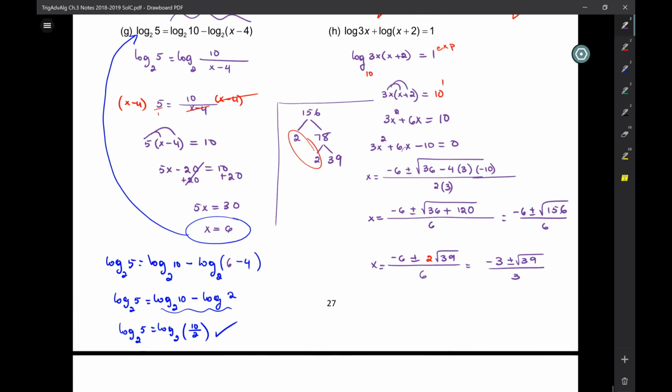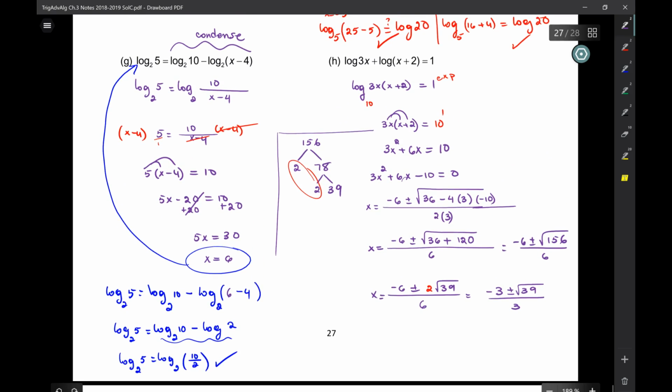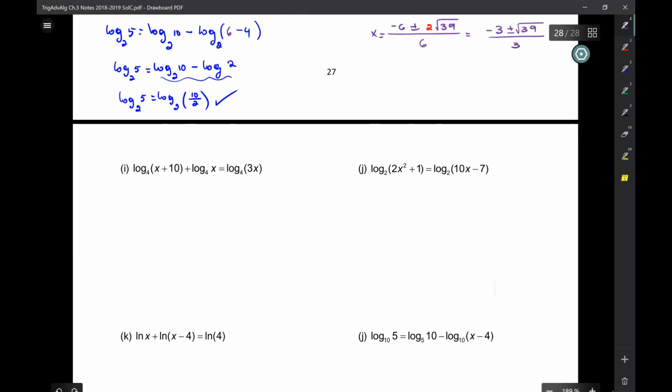Here I have log of 3 times a number, 3x. Can x be a negative number here? If x was negative, 3x would be a log of a negative number, and that doesn't work. You're right. So take a look at this.